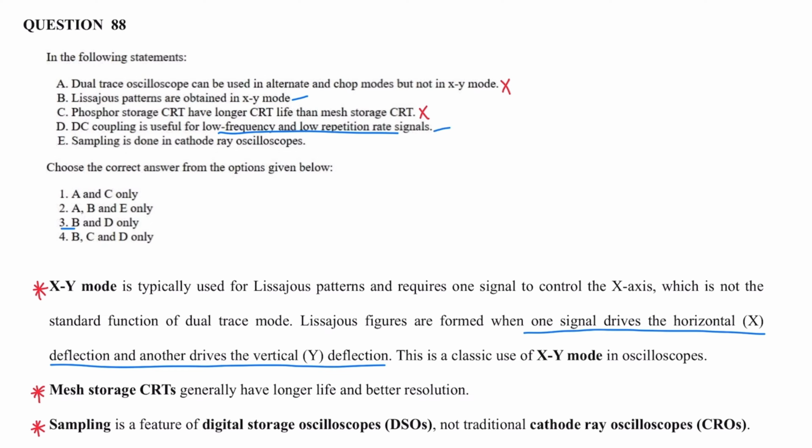Statement E, sampling is done in cathode ray oscilloscope. Sampling is a feature of DSOs, digital storage oscilloscopes, but not possible with traditional CROs. Statement E is incorrect. The correct statements are B and D. Correct answer is option 3.